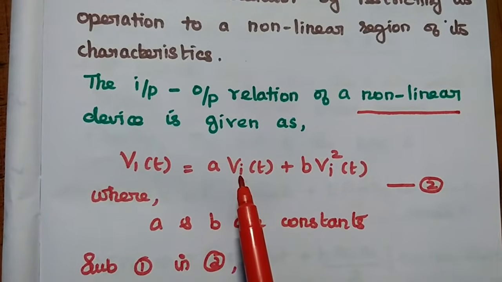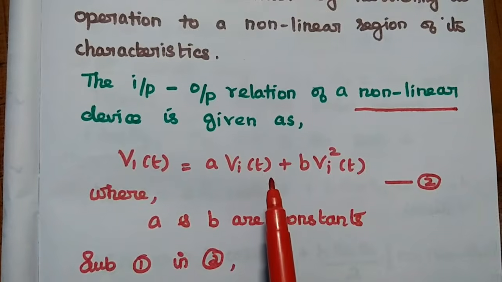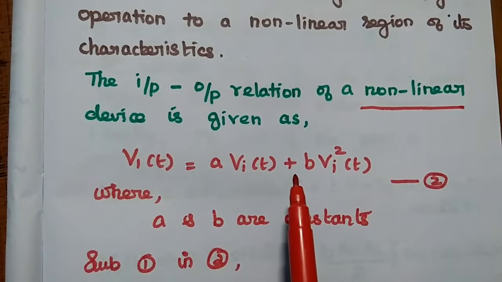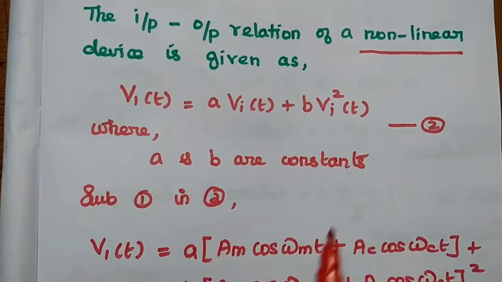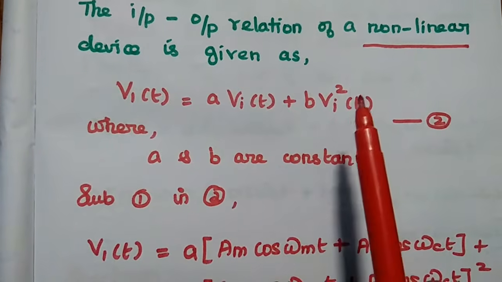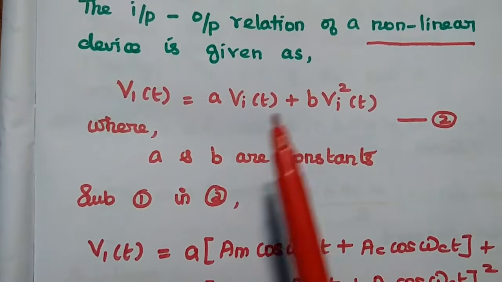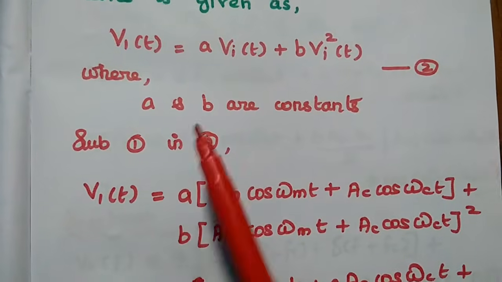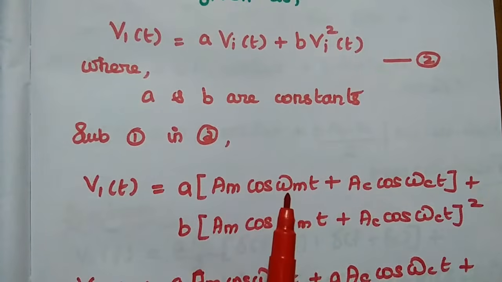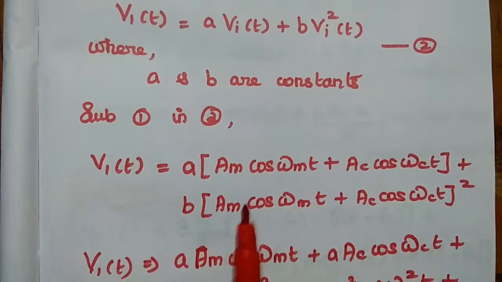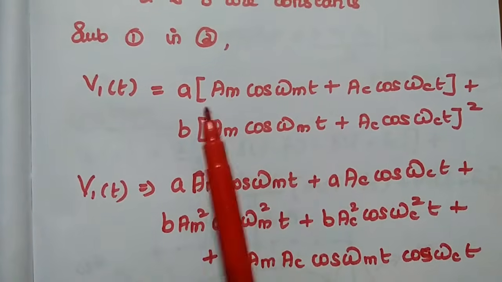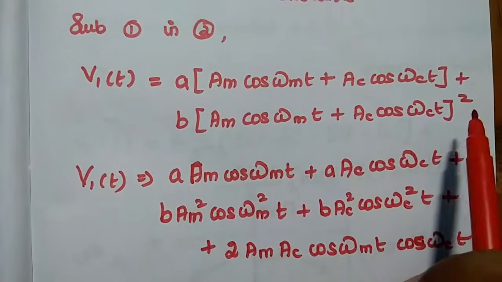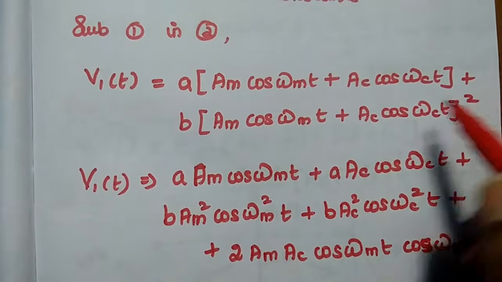Here we know the first equation, Vi of t, that is equal to Am cos omega m t plus Ac cos omega c t. Now we are going to substitute those values in the second equation. Here A and B are constant values. Substituting the Vi of t value, the second equation becomes A into Vi of t, plus B into Vi squared of t. Here we are using the square term.